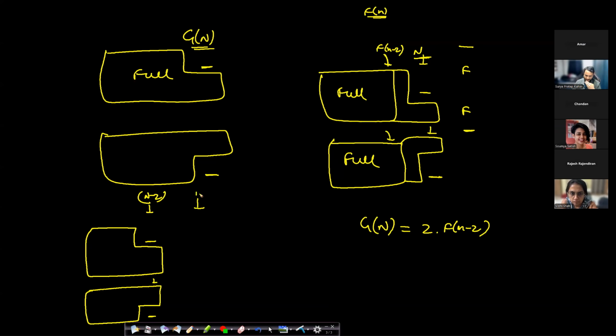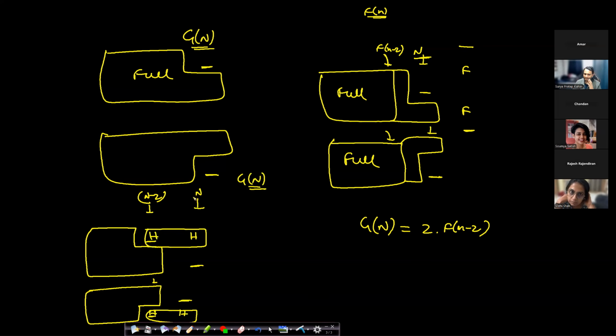So if I say that in the nth column I have to generate g of n, then this means one cell should be empty. If I put a tromino here, then it is completely filling it up. It will not create g of n. It will create f of n, right? So in order to get g of n here, I have to put a horizontal bar. Then I will get to g of n, right?